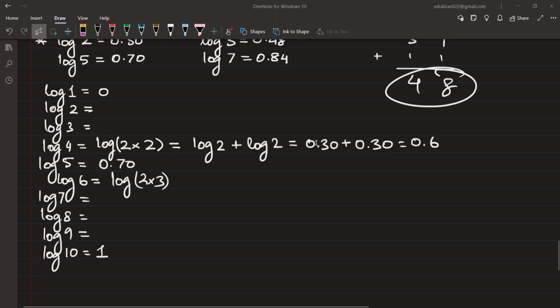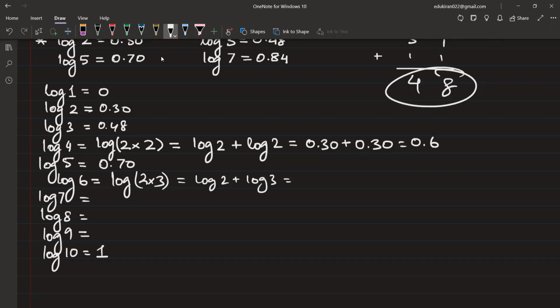Okay, the phone is dead. Okay, fine. So we have calculated a few things. Let me just write the answers here. Log 2 will be equal to 0.30. Log 3 is going to be equal to 0.48. And then I have to write for log 6, I think, right? Log 6 will be equal to log 2 plus log 3, which is equal to 0.30 plus 0.48, which is equal to 0.78. Log 7 is equal to 0.84.